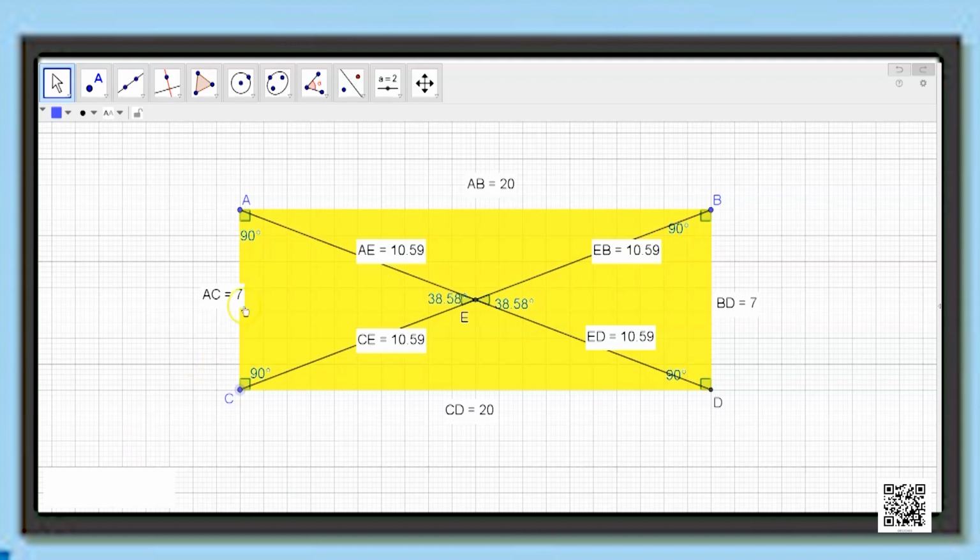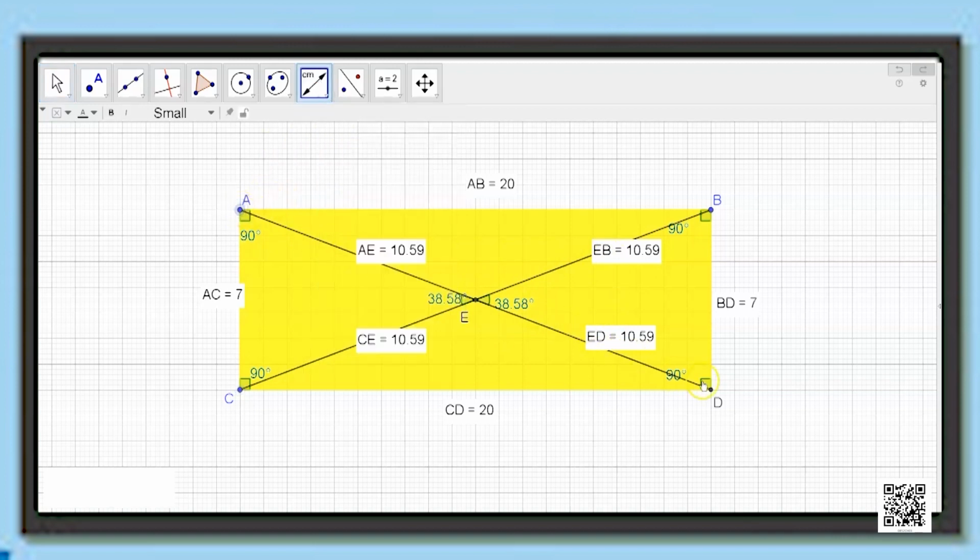Now you have seen all the angles have become 90 degrees. So a parallelogram whose all angles are right angles is going to become a rectangle. Now what happened to the diagonals? See, all the segments of the diagonals have become equal. That means both our diagonals are going to be of equal length.